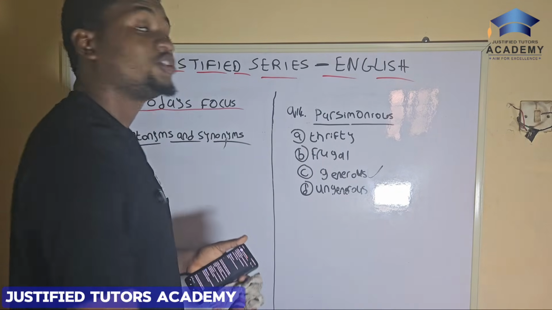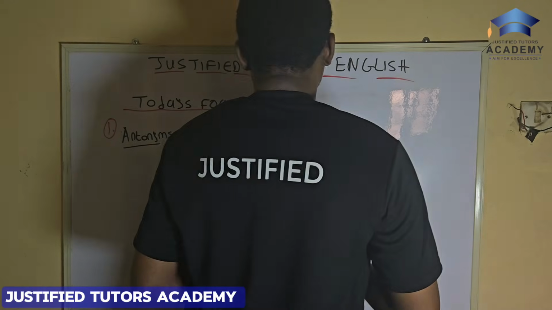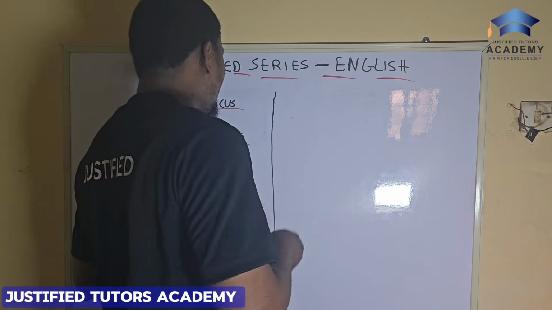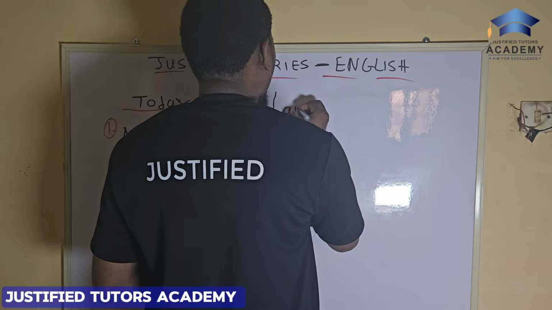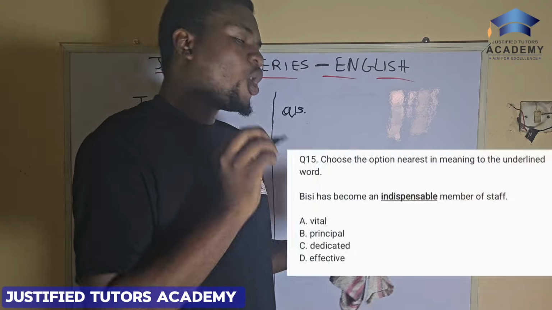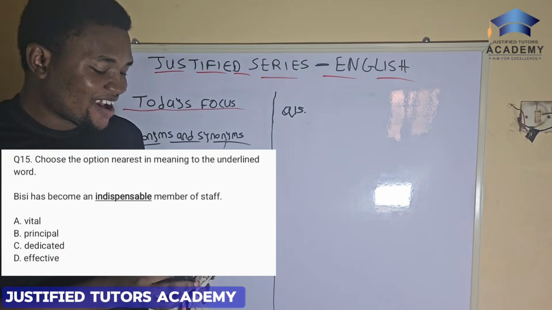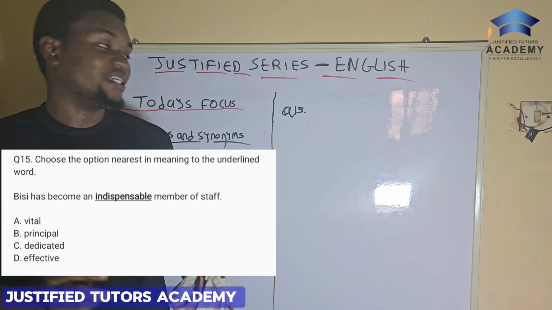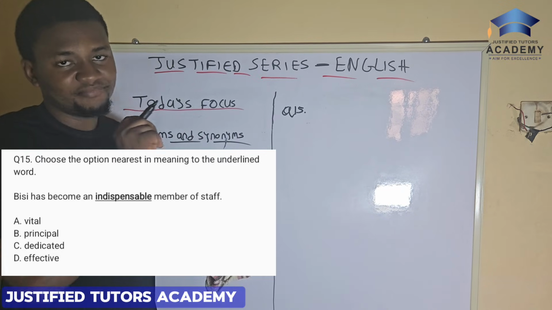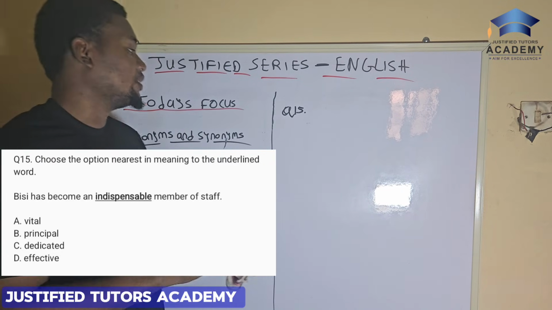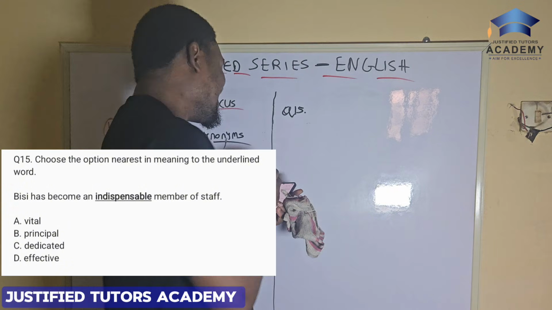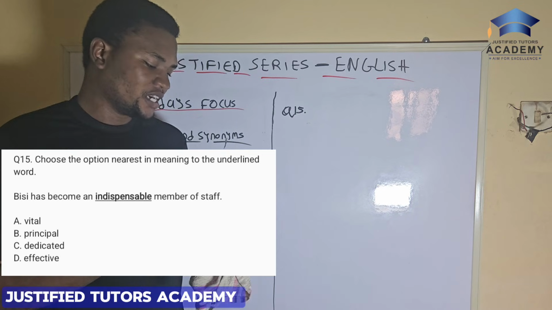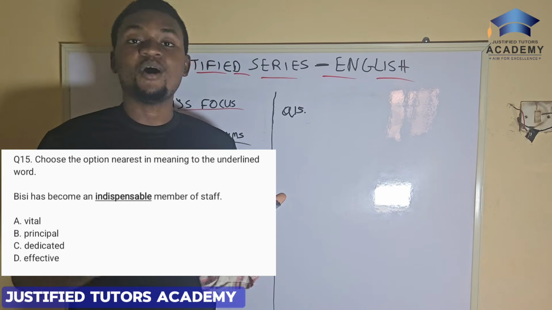Now let's move towards question number 15. All right. So right now we are in question 15, and question 15 says, choose the option nearest in meaning to the underlined word. Synonyms again. Question 14 was antonyms. This one is synonyms. All right. Question 15 says, BC has become an indispensable member of staff.